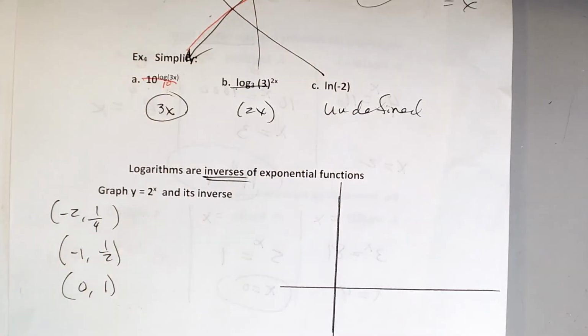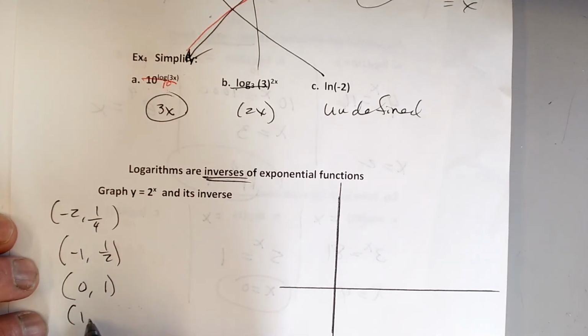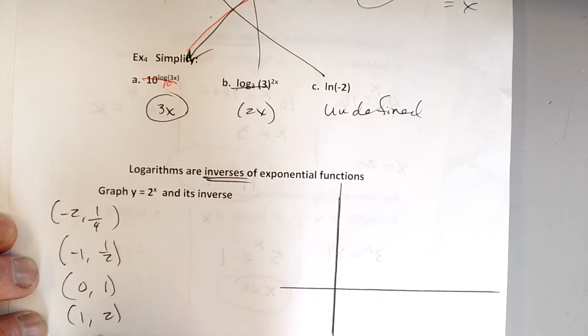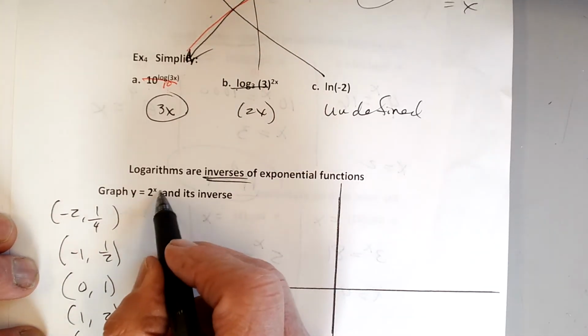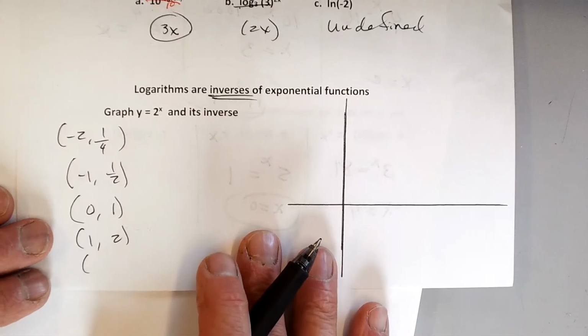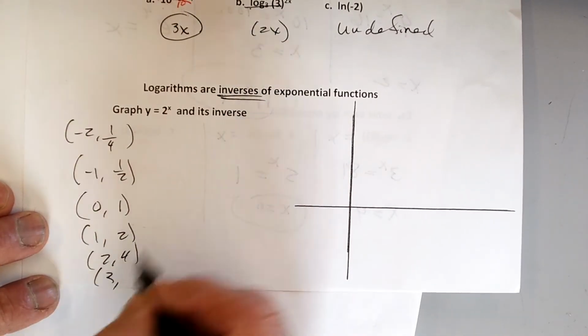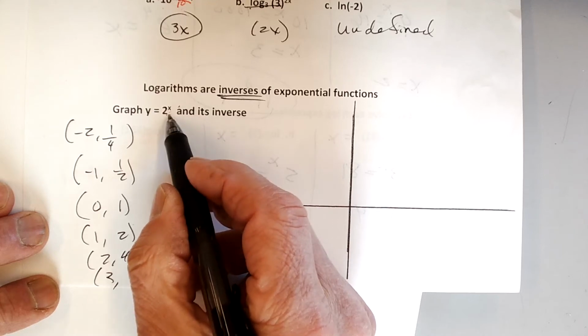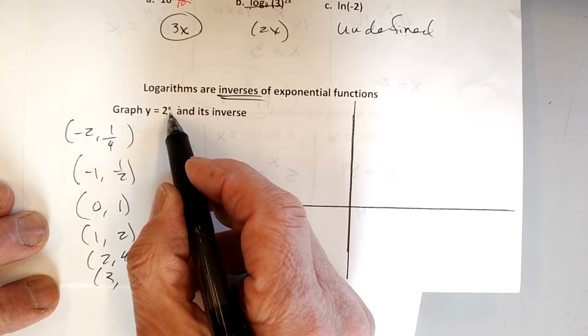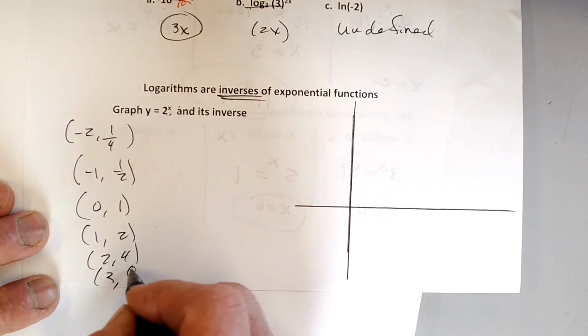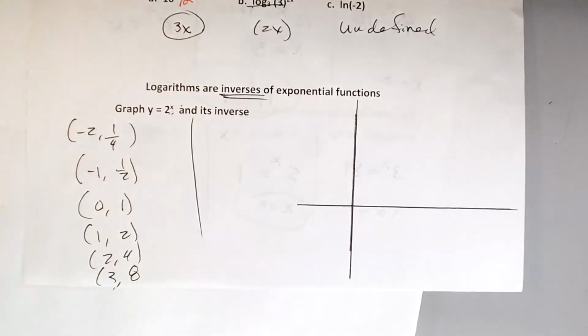And you can check these on your calculator if you want to. You can just plug them in. I plug in 1, 2 to the 1 power is 2. If I plug in 2, 2 squared is 4. And finally I'll plug in 3. 2 to the third power is 2 times 2 times 2, which is 8, okay? Okay, let me graph these.